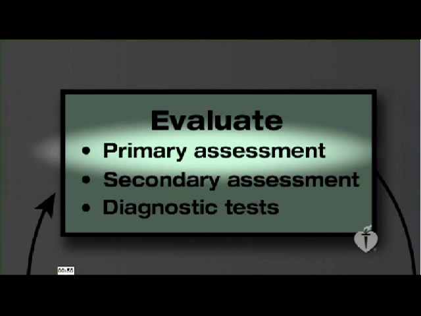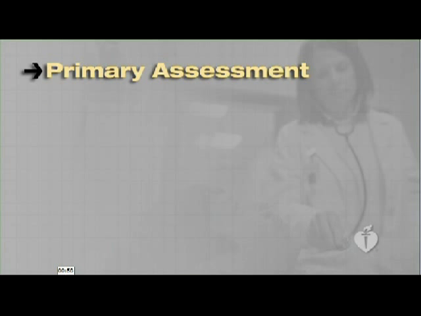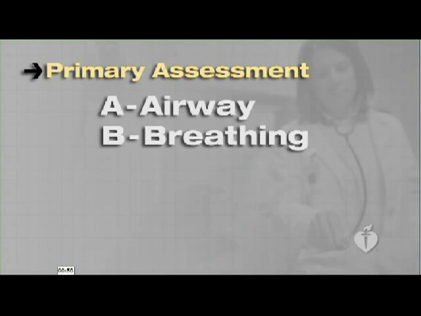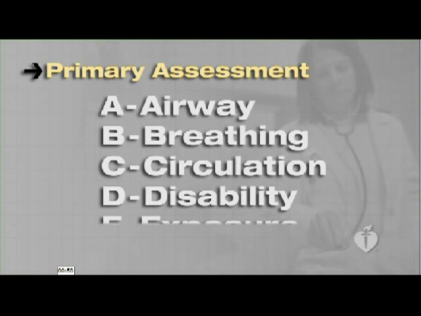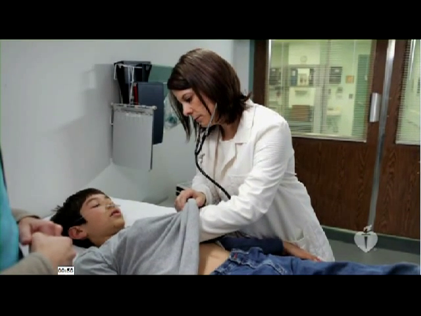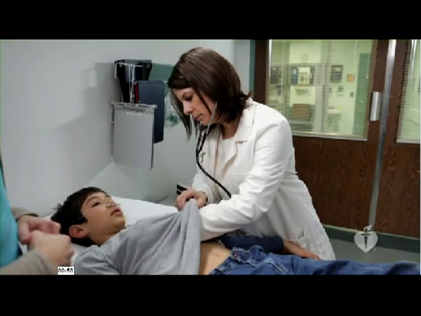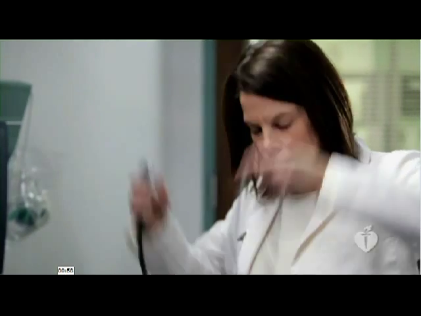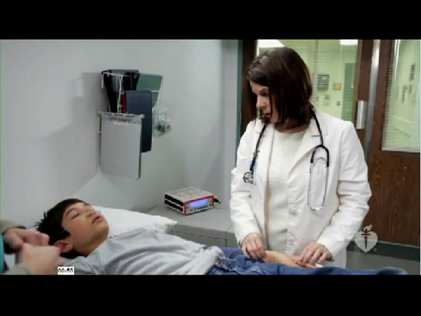The first step of the evaluation is the primary assessment. The primary assessment uses an ABCDE approach. ABCDE stands for airway, breathing, circulation, disability, and exposure. The primary assessment is a hands-on evaluation. Here, you assess respiratory, cardiac, and neurologic function to identify the problem. This assessment includes evaluation of vital signs and oxygen saturation by pulse oximetry.